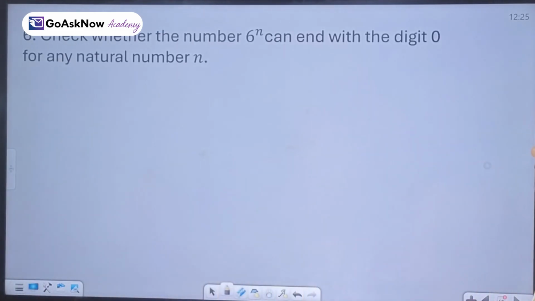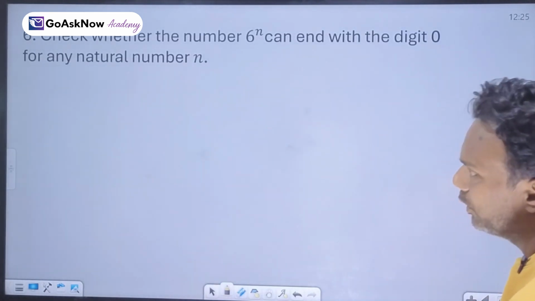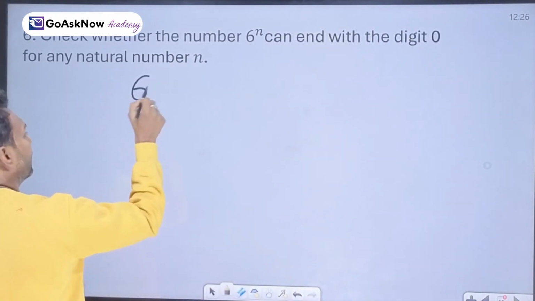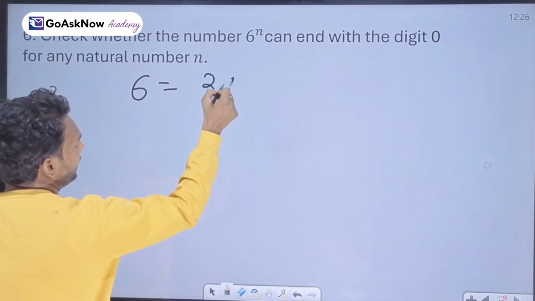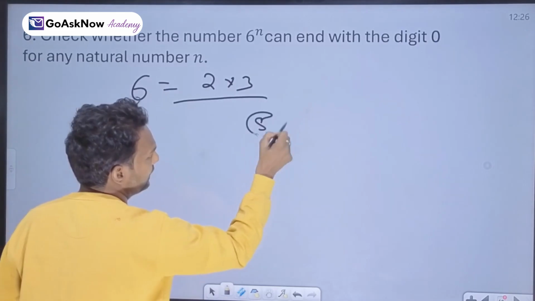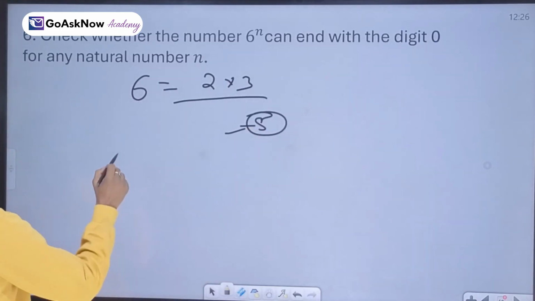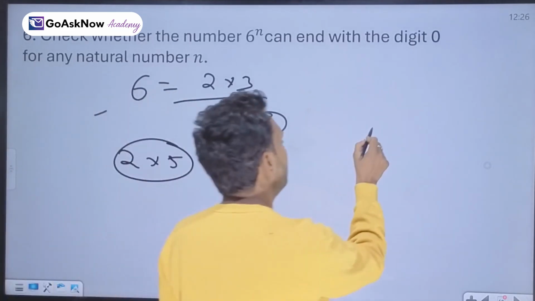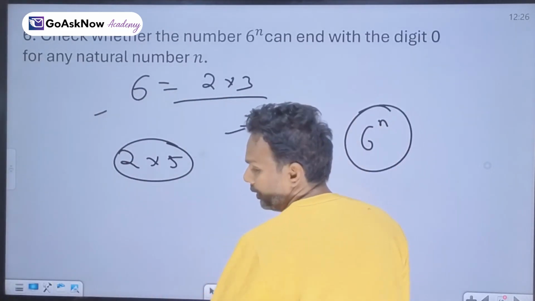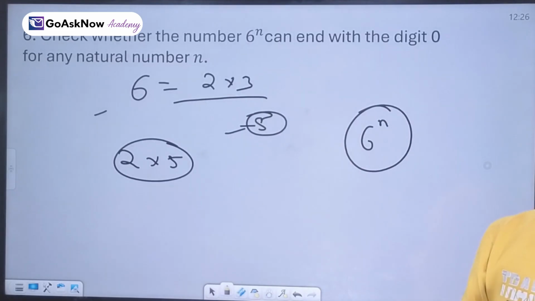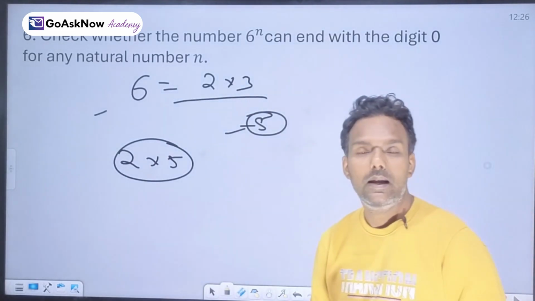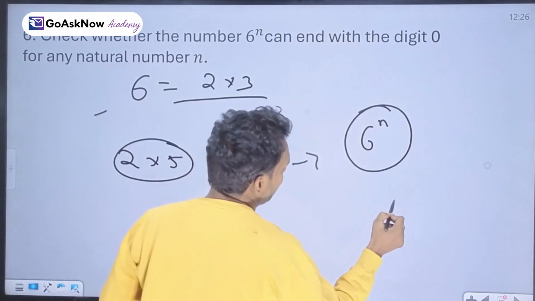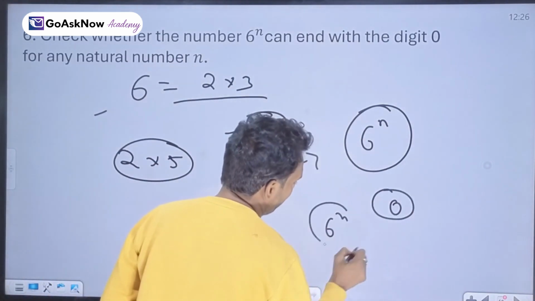Check whether the number 6 to the power n can end with the digit 0 for any natural number. So what we are going to do is check the factors of 6. The factors of 6 are 2 into 3. There is no 5 among these factors, so no pair of 2 and 5 is available. So no 0 will be at the end of 6 to the power n. Whatever the value of n, whether it is 2, 3, 4, 5, 600,000 or a lakh, we are not going to get any 0 at the end of 6 to the power n.